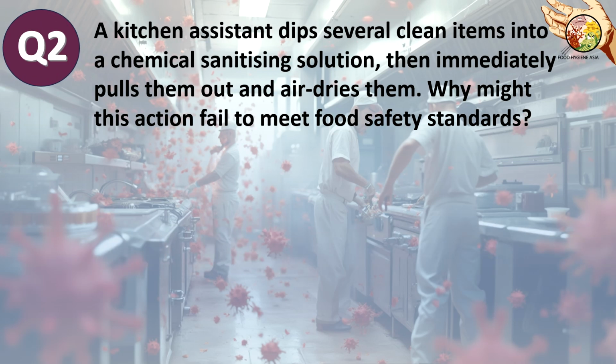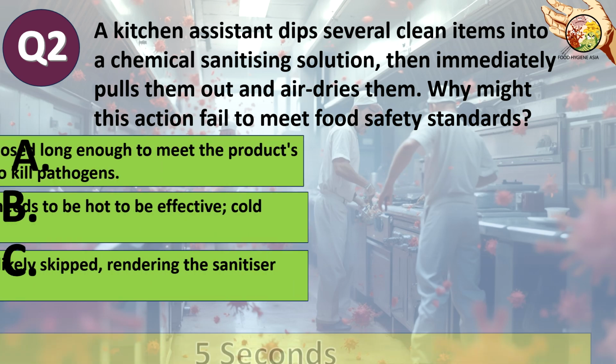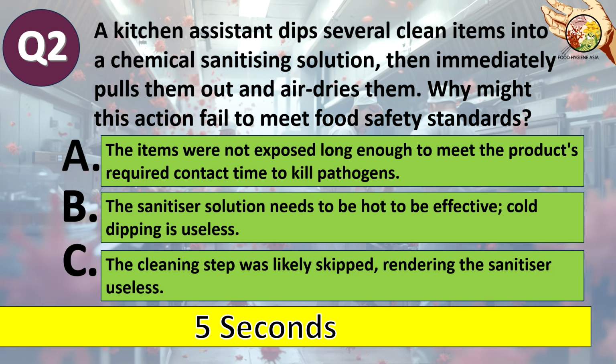Question 2. A kitchen assistant dips several clean items into a chemical sanitizing solution, then immediately pulls them out and air dries them. Why might this action fail to meet food safety standards? A. The items were not exposed long enough to meet the product's required contact time to kill pathogens. B. The sanitizer solution needs to be hot to be effective, cold dipping is useless. C. The cleaning step was likely skipped, rendering the sanitizer useless.